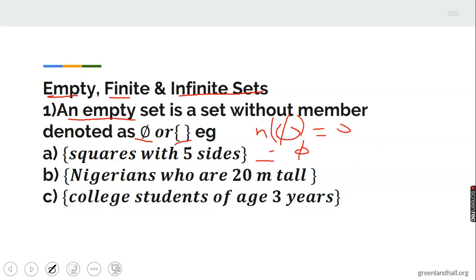Another example: Nigerians who are 20 meters tall. We know it's not possible for us to have anybody as tall as 20 meters tall. So this set is empty. College students of age 3 is very rare. It's impossible. So this one too is the empty set. It's empty.